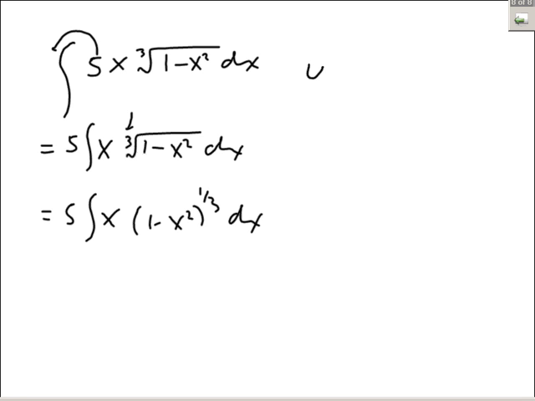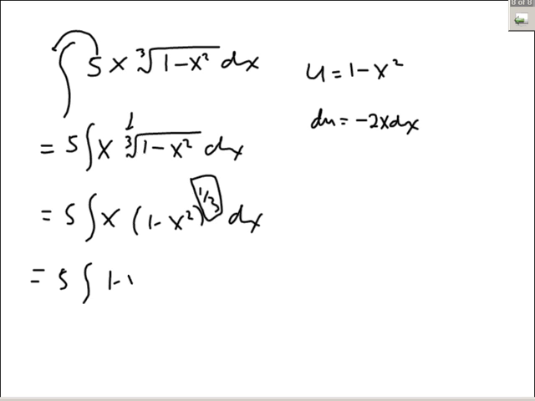Generally, you let u equal what's being raised to a power. What's being raised to the 1/3 power? 1 minus x squared. So then du will be, well, the derivative is negative 2x dx. That'll be du. Alright. And you can write this in any order. You should at least think this. It's 1 minus x squared to the 1/3 times x dx.